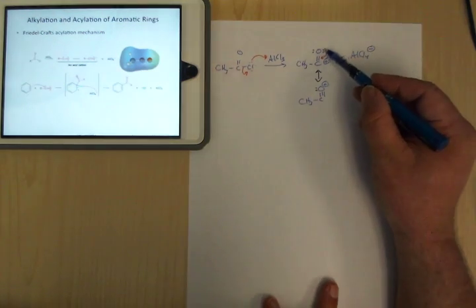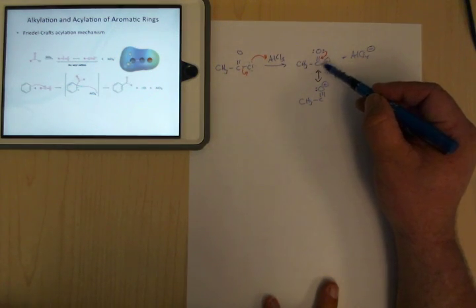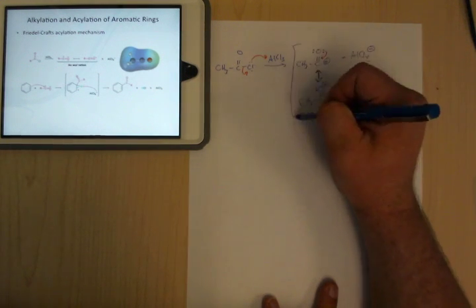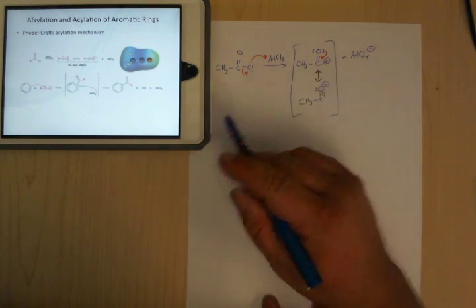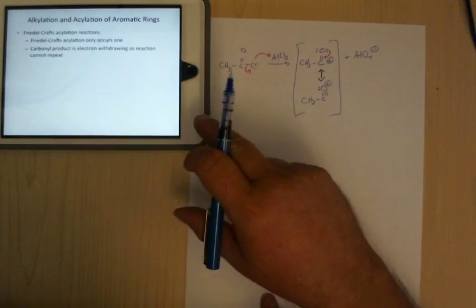So it takes this set of lone pairs and comes down here to make the fourth bond to the carbon. The nice thing about this is that it traps the carbocation just at that carbon, so you never get any more rearrangement.